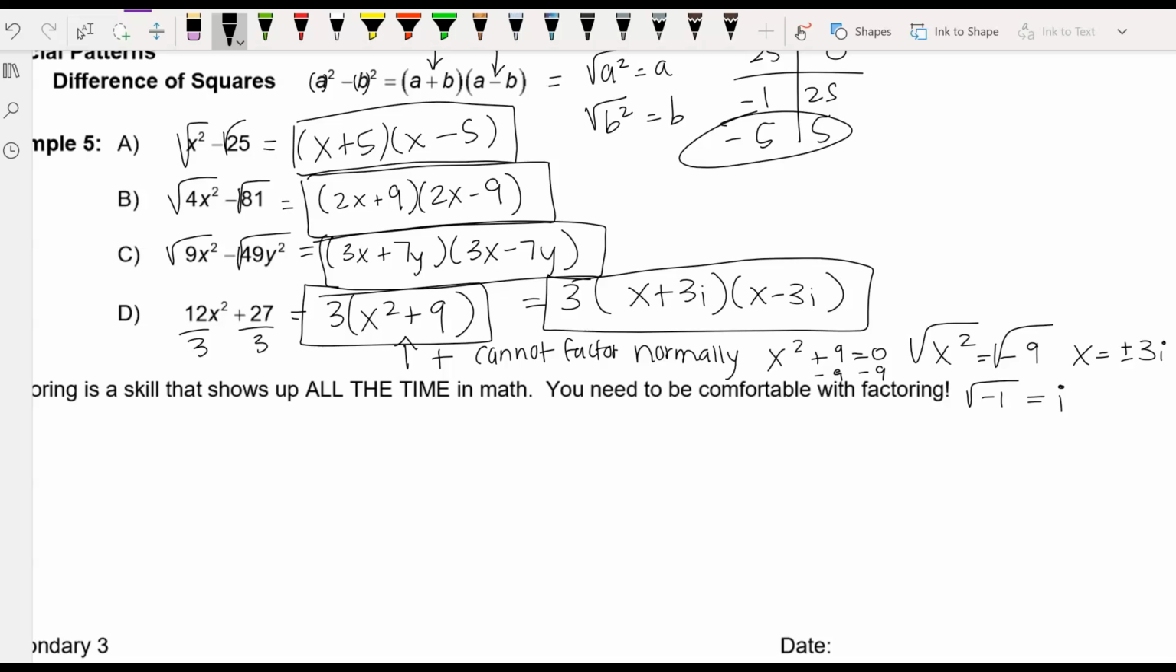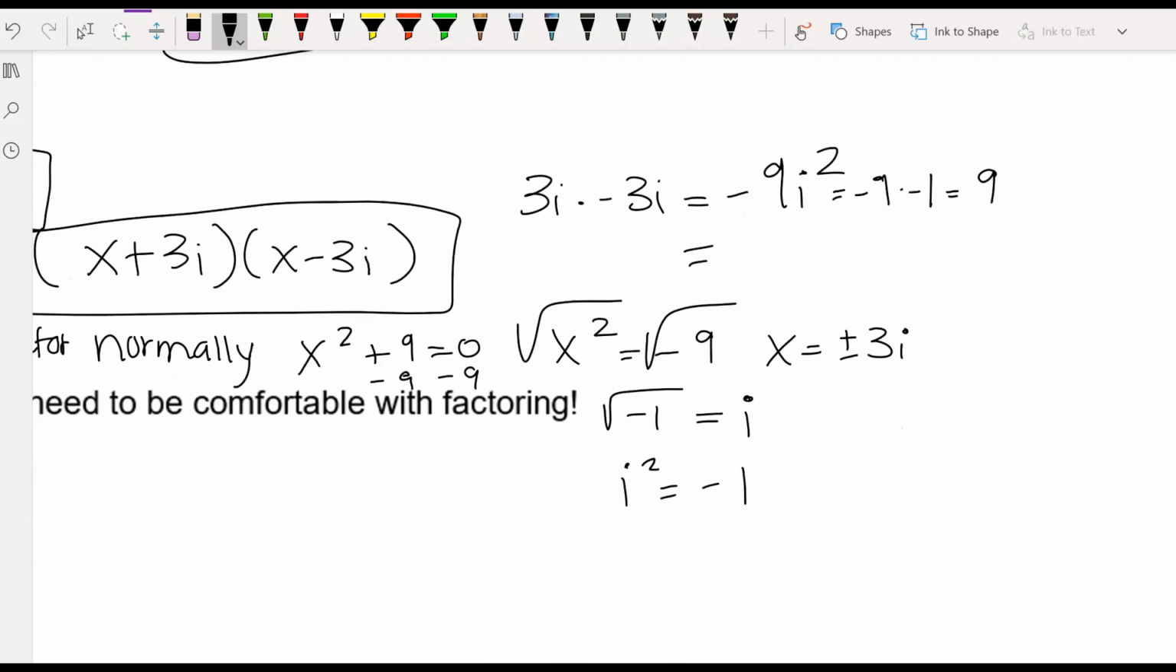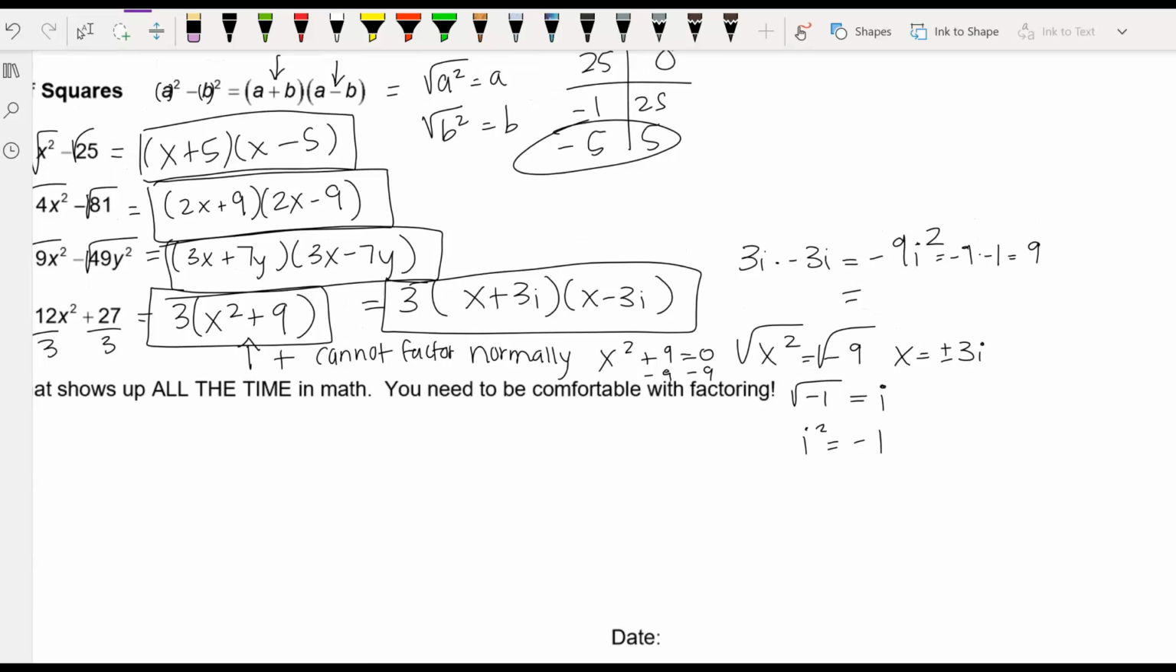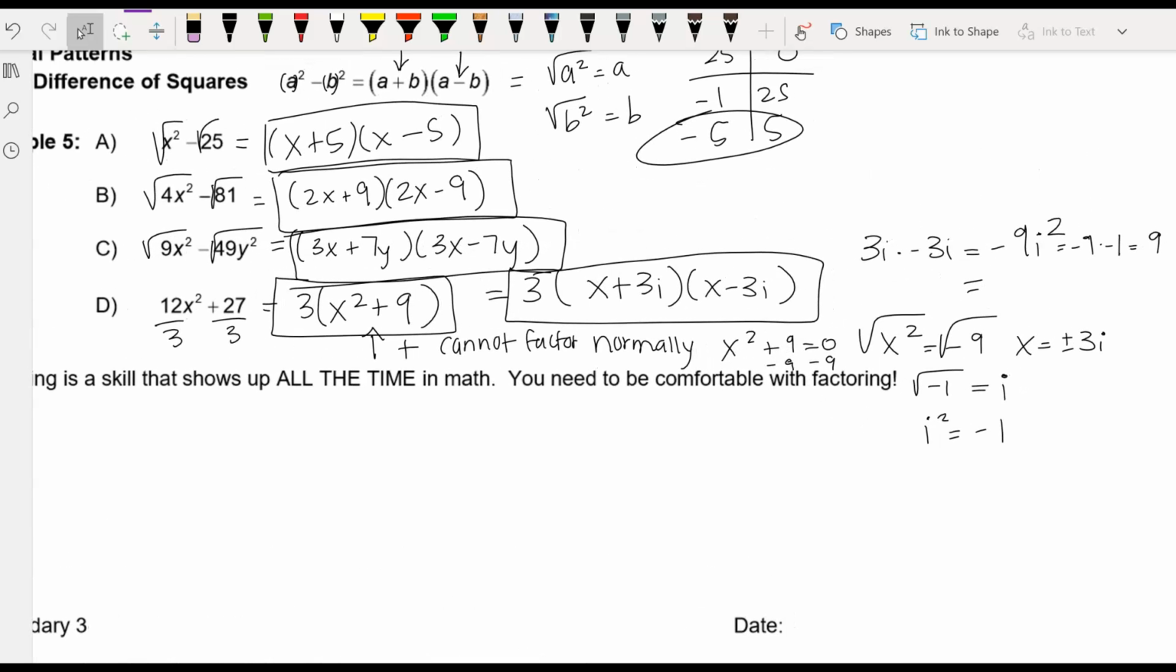Because when you multiply those together, so you have 3i times negative 3i, you're going to get negative 9i squared. And then i squared equals negative 1. So you'll have negative 9 times -1. So that equals +9. So that's kind of how that works. Stat complex numbers, you shouldn't have any of those ones. If you do, that's how you get that i in the answer.